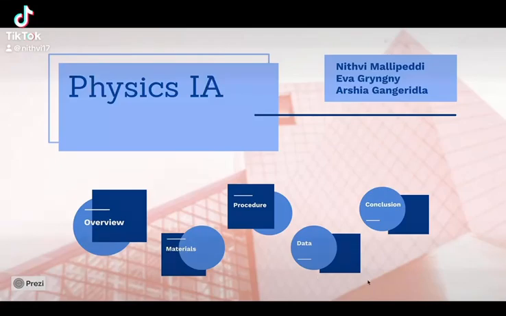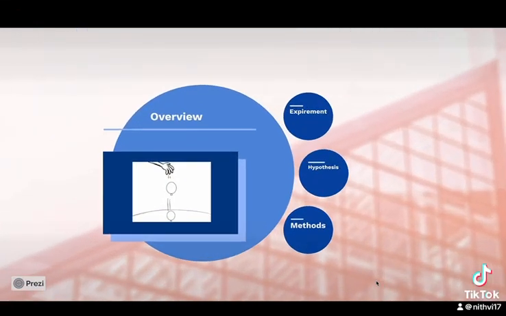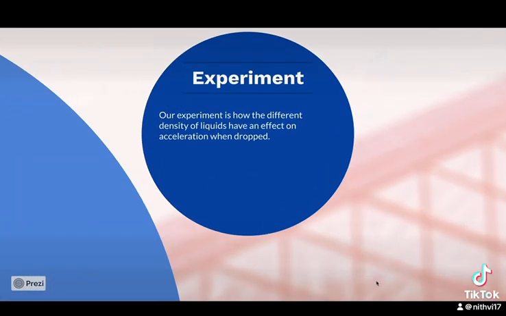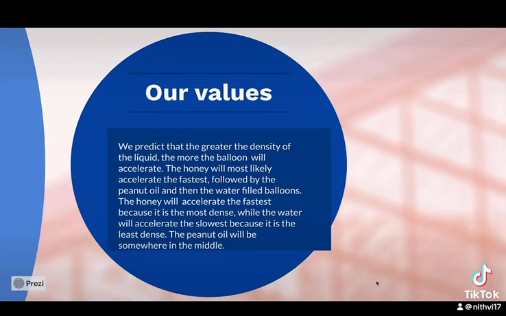Our experiment is how the different density of liquids have an effect on acceleration when dropped. We predict that the greater the density of the liquid, the more the balloon will accelerate. The honey will most likely accelerate the fastest, followed by the peanut oil, and then the water-filled balloons.